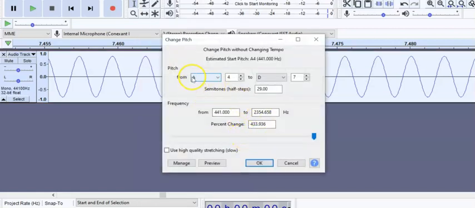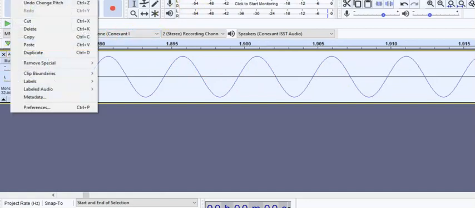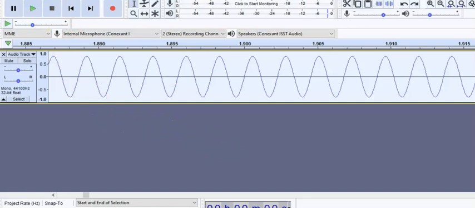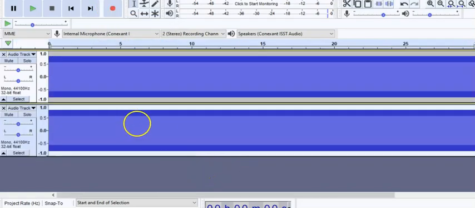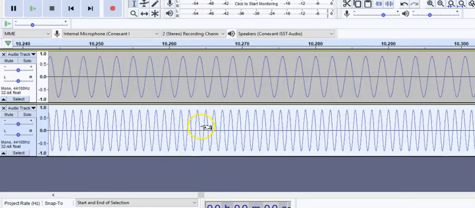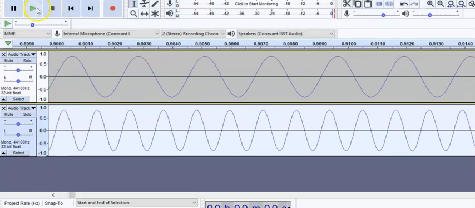So notice that 440 is A, and let's make it just a little bit lower. Let's make it a G. And notice it spread out. So let me put it back to where it was. And I'm going to generate another tone now, and I'll have them both in here together. And I'm going to make it 880. And now I'm going to zoom in on here as well. And if I play them together, it actually sounds pretty crappy. Terrible sound.